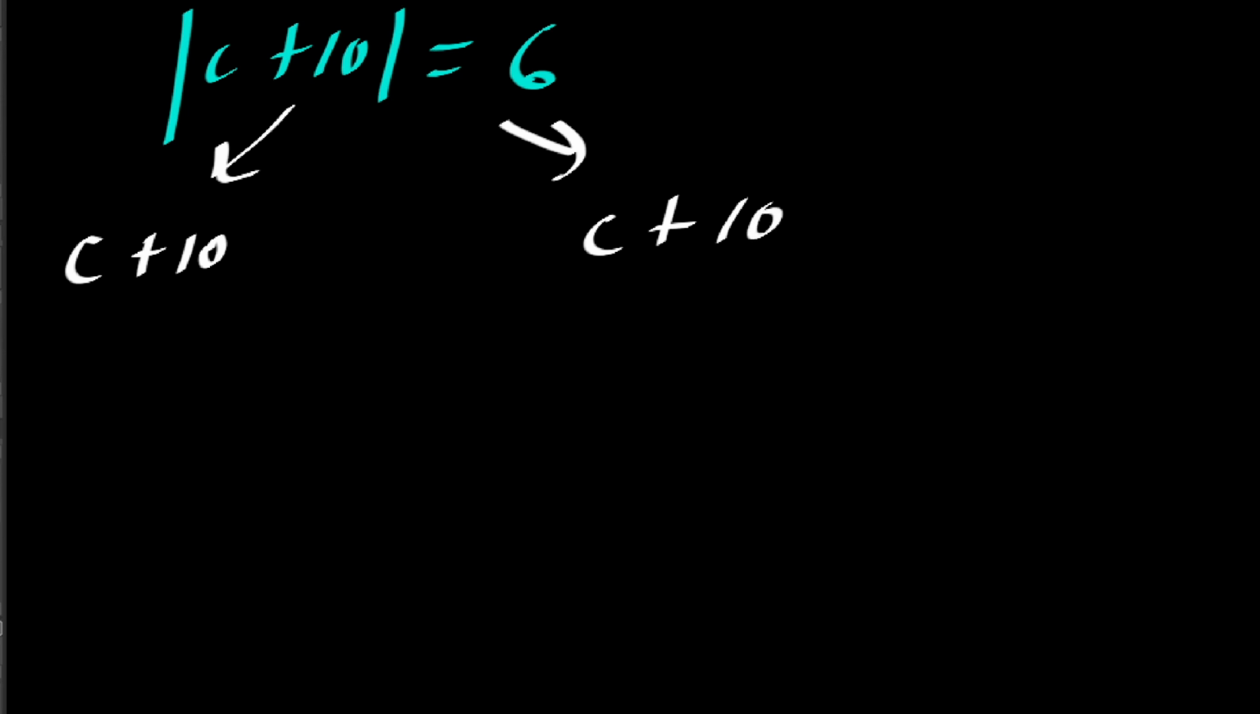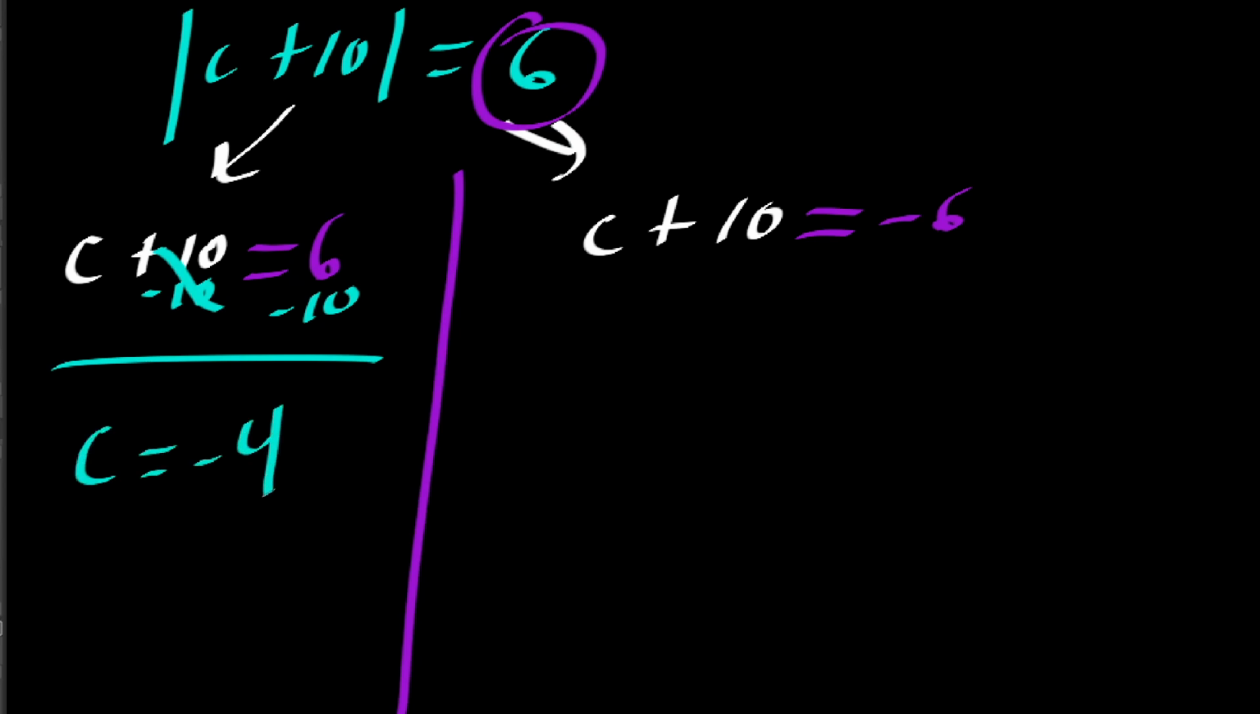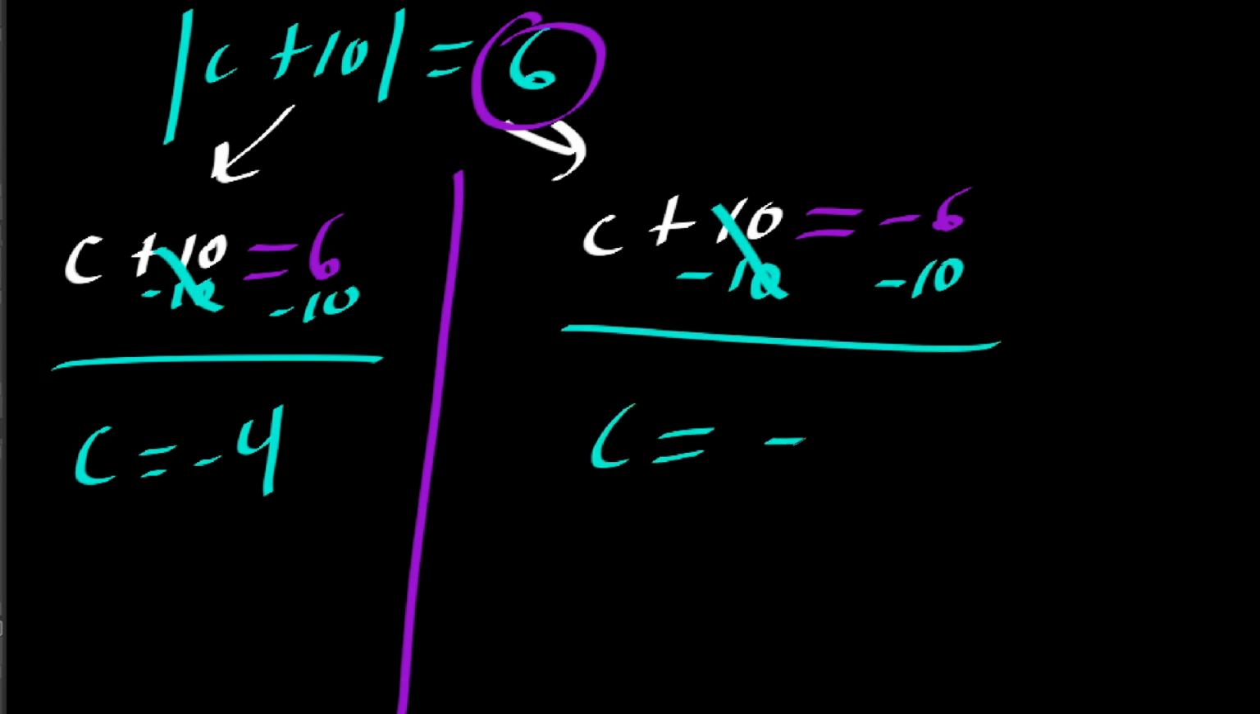But we're going to set these equal to separate things. The first one's going to be the opposite side but positive. The second equation is going to be the opposite side but negative. All right, then we solve. We would say minus 10, minus 10. So c equals negative 4. Minus 10, minus 10. c equals negative 16. So then I would write my answer like this. I would say c equals the set with negative 16 and negative 4. And I'll go ahead and tell you both of those are going to work.